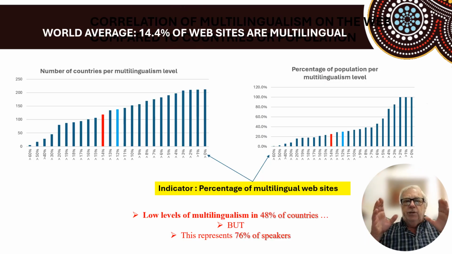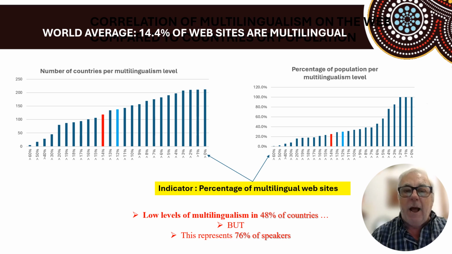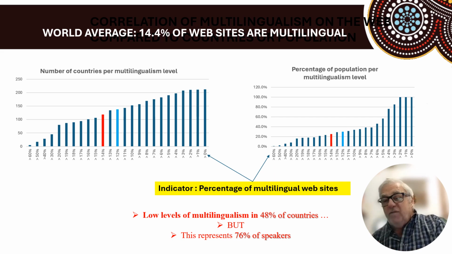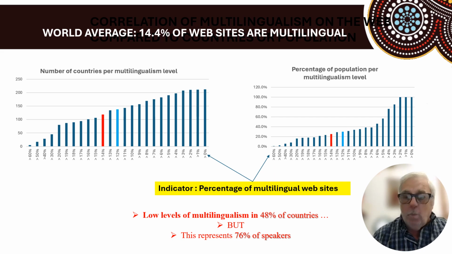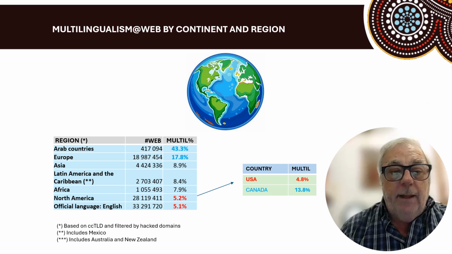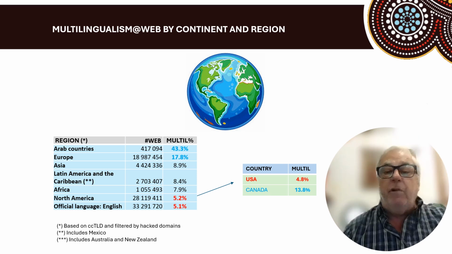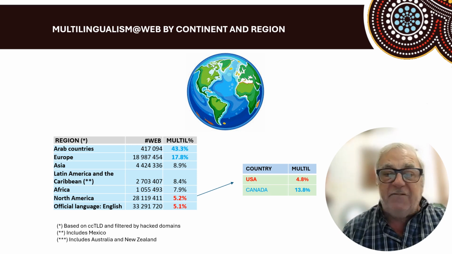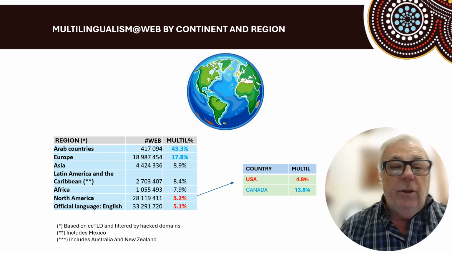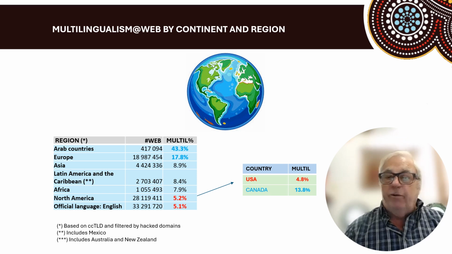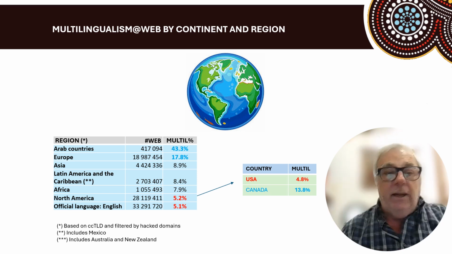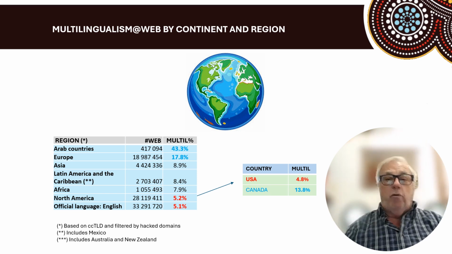If you take the average of 14% of websites being multilingual and you check by country, you will see it's almost in the middle, it's the median. But in terms of speakers, you will see many more speakers below this average than above. Why so? Because countries with English as an official language have a very low level of web multilingualism, 5%. On the other side, you have more than 40% for Arab countries, with English-Arabic bilingualism. You have a high figure of 18% for European countries.